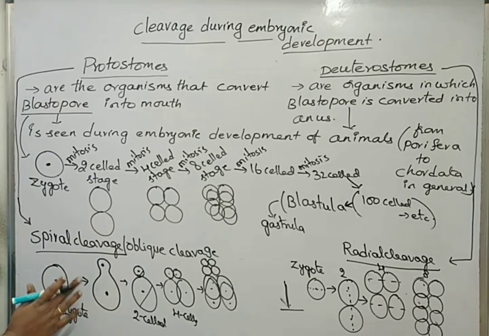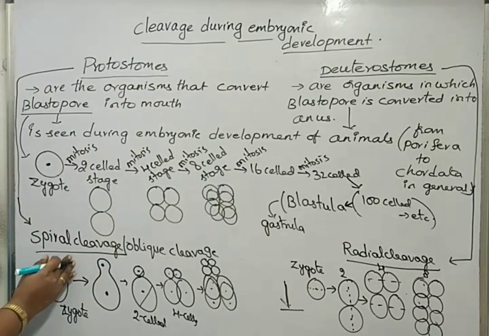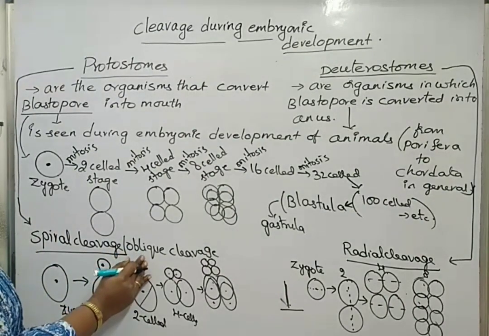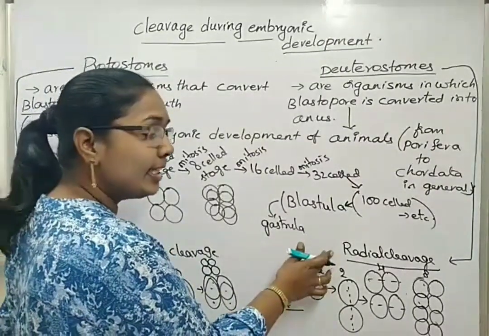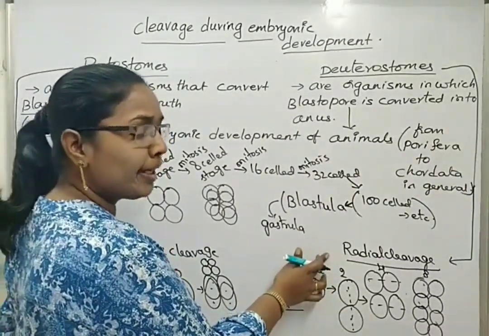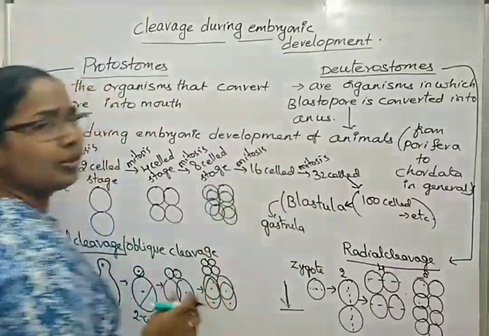This is a small explanation because in the previous year MCQs, we have seen the type of cleavages are seen either in protostomes or deuterostomes. Answer will be spiral cleavage or determinate cleavage or oblique cleavage is seen in case of protostomes, and radial cleavage or indeterminate cleavage or perpendicular cleavage is seen in case of deuterostomes.